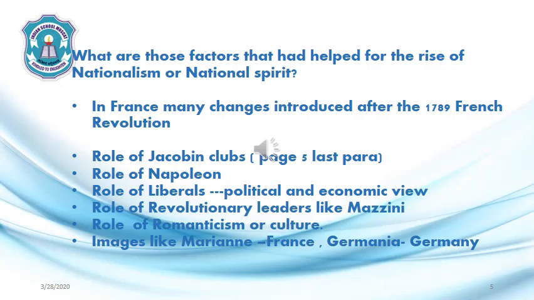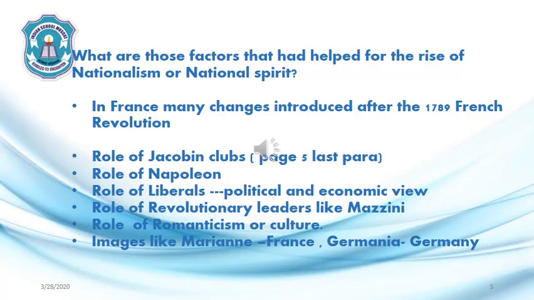We might also be praising the role of Jacobin clubs, the role of Napoleon, the role of liberals who had two views. I'll be discussing those political views or economic views a little later. And the role of revolutionary leaders, the role of romanticism or culture, or the role of images being created in Germany or in France. So all these factors played a major role. This is just a summary of all the factors which played a major role in developing a sense of identity in Europe. And all these factors will be discussed one by one when we proceed further.